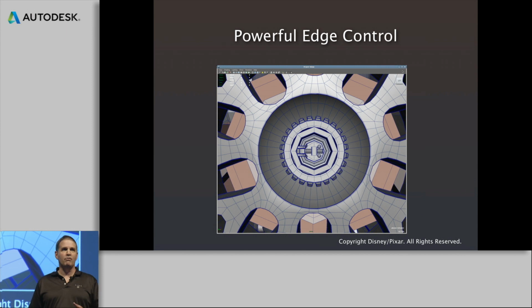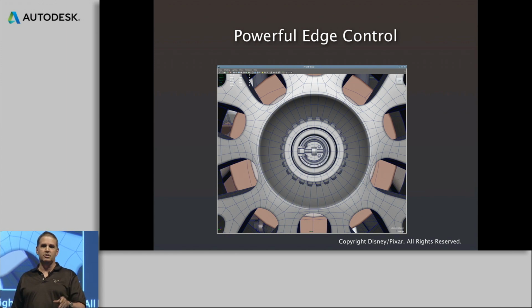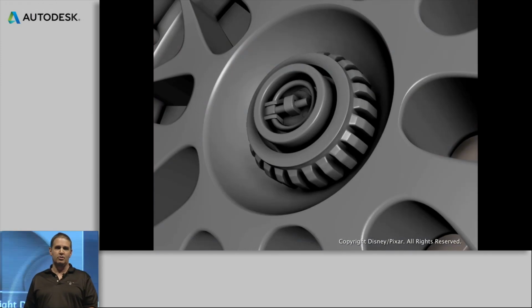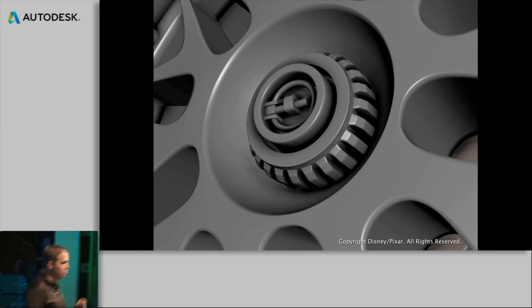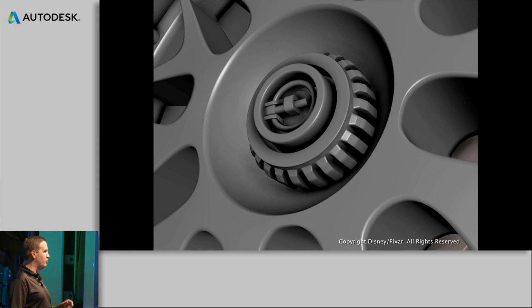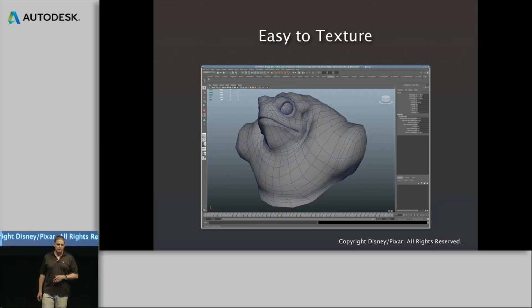OK, they have powerful edge control. Here's McQueen's wheel in its polycage form, fully subdivided. Let's get a little bit closer in a render. Let's get really close. What I want you to understand is every edge you see is a single edge loop. They have varying curvatures because we annotate the edge with the sharpness we want. We don't duplicate and triple up the edges to carry the curvature. We simply annotate it with the sharpness we want. That makes the models incredibly light.